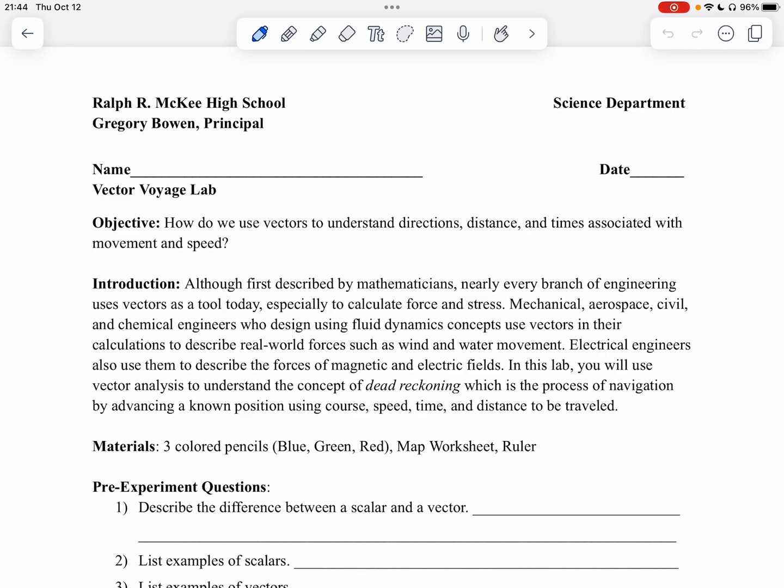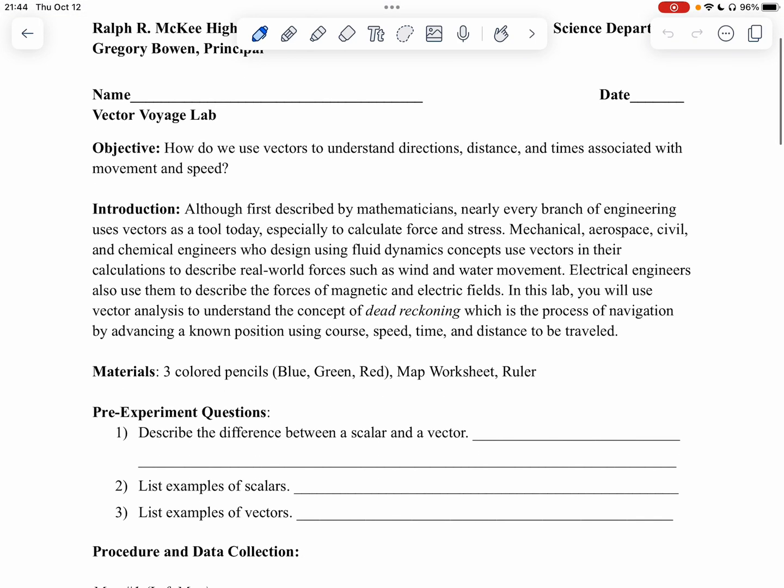To give you a little background information, it says, although first described by mathematicians, nearly every branch of engineering uses vectors as a tool today, especially to calculate force and stress. Mechanical, aerospace, civil, and chemical engineers who design using fluid dynamics concepts use vectors in their calculations to describe real-world forces such as wind and water movement. Electrical engineers also use them to describe the forces of magnetic and electric fields.